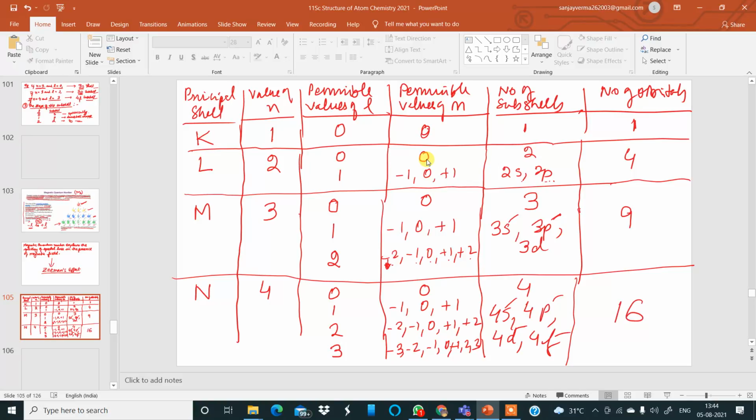So from here you should be able to understand the permissible combinations of n, l, m, the quantum numbers. These are the quantum numbers which you are supposed to understand from this table.